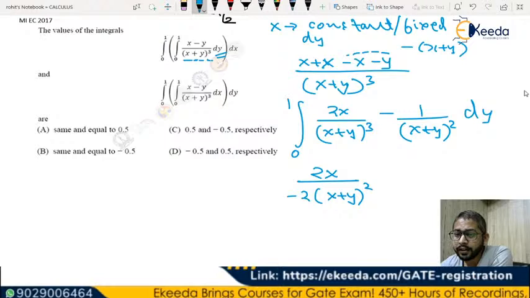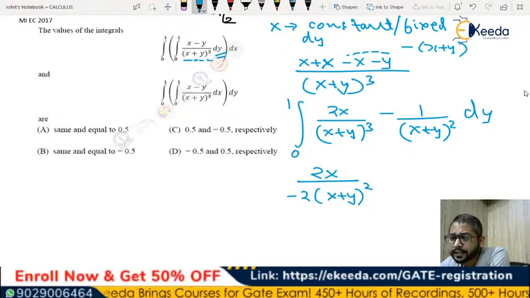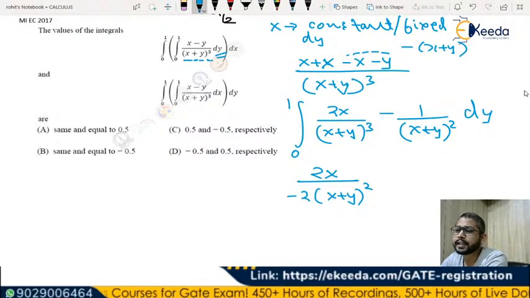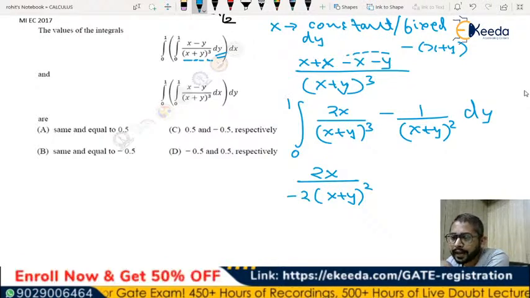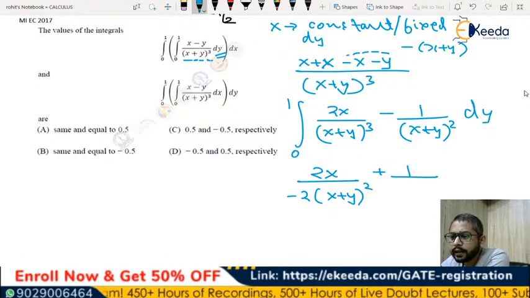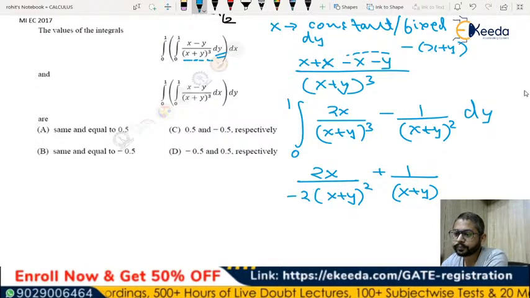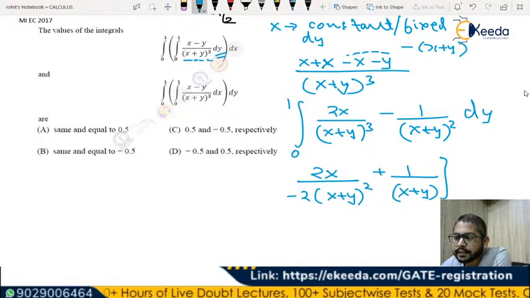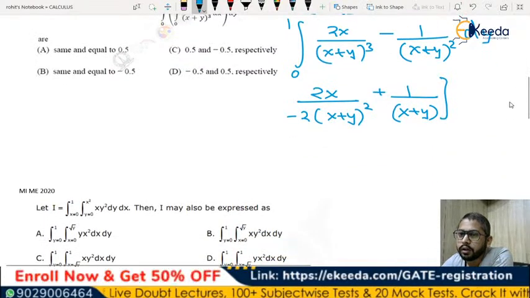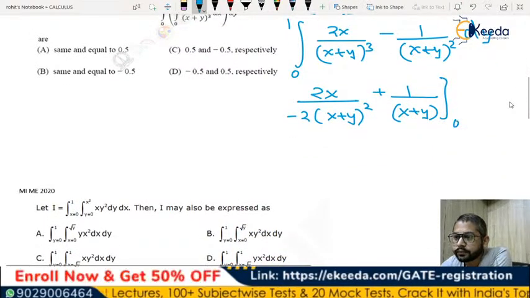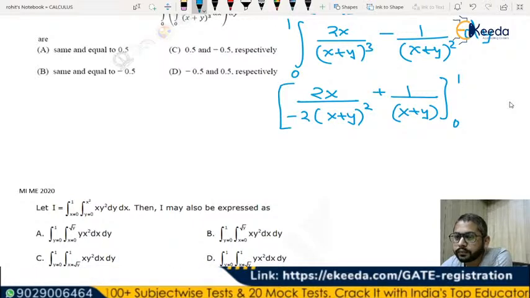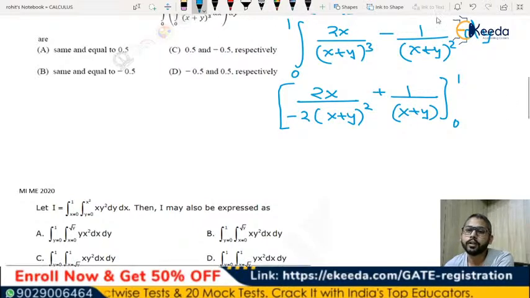Fine. And the next part is minus of (x plus y) to the power of minus 2, which will become minus and minus plus, 1 by (x plus y). That's it, right? And you have to put the limits 0 to 1. Fine. Put the limits.